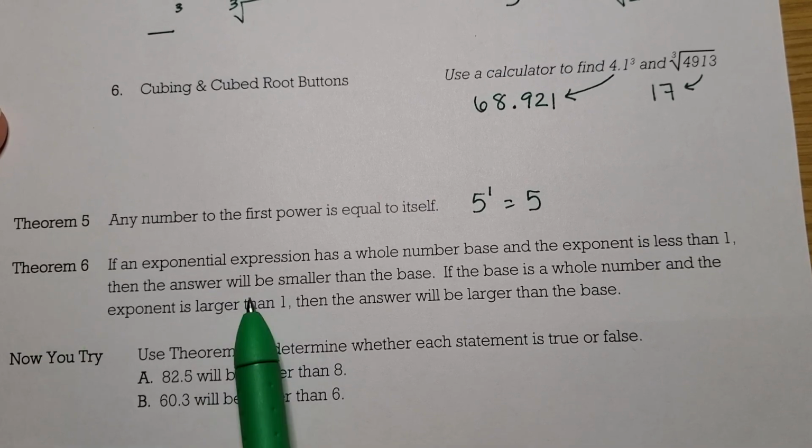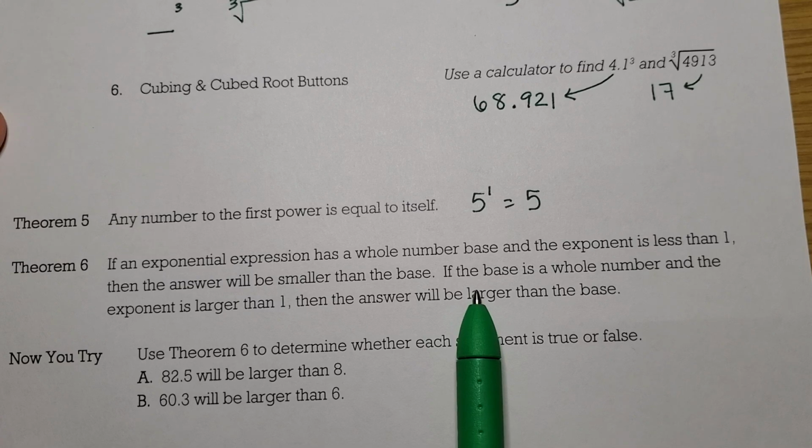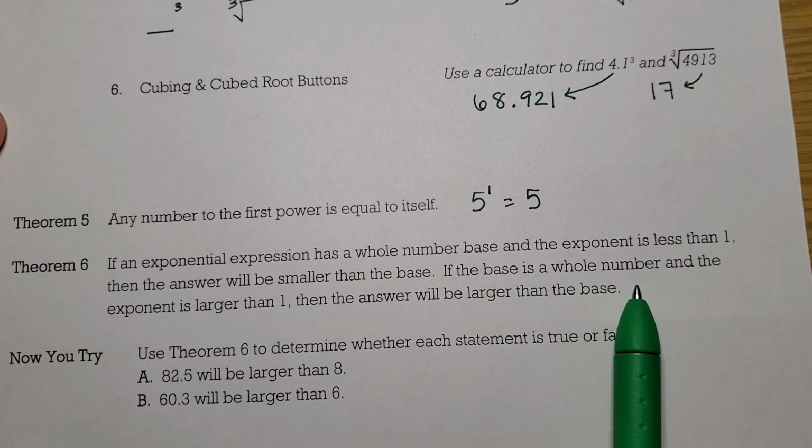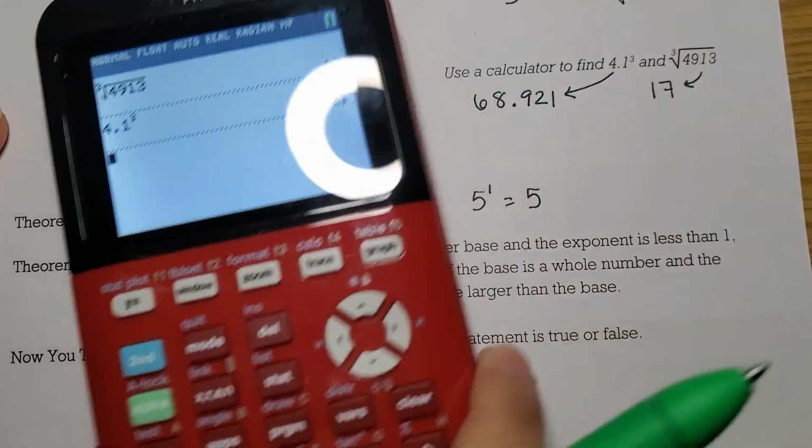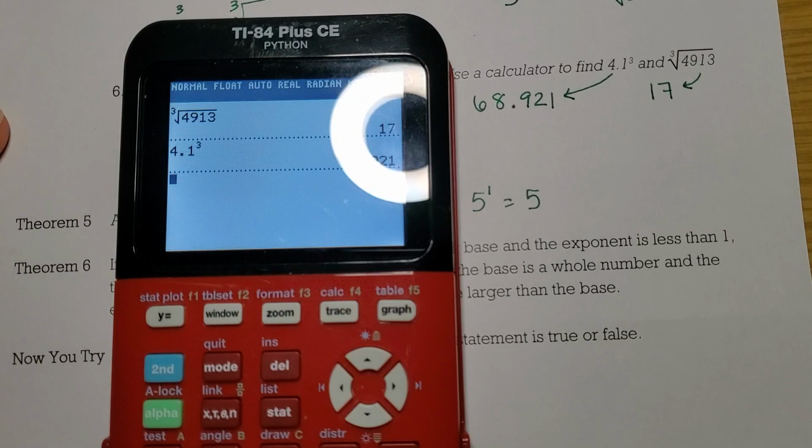Theorem 6 says if an exponential expression has a whole number base and an exponent less than 1, then the answer is going to be smaller than the base. So let's check that out. I'm going to bring back my TI-84 since that's the one that was right next to me. So I want to have a whole number base. Just going to pick one out here like 25. And if the exponent is less than 1, so let's say 0.2, I should get something smaller than 25.